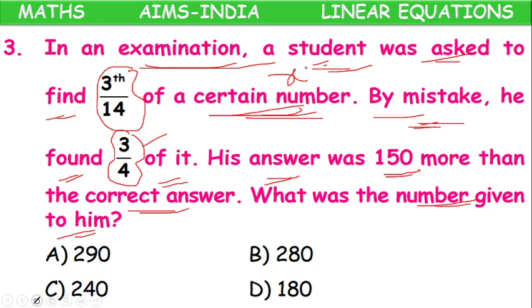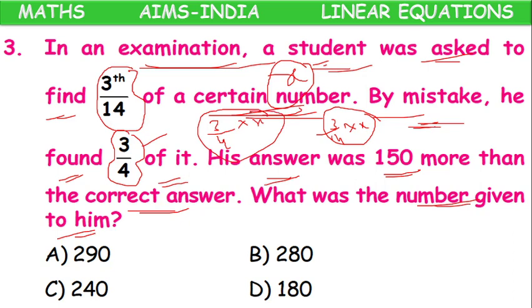Means if the given number is x, instead of finding 3 by 14th part of x, what did he find? He found 3 by 4 part of x. And the answer was 150 more than the correct answer. This is the correct answer. This is the wrong answer. The wrong answer is 150 more than the correct answer.